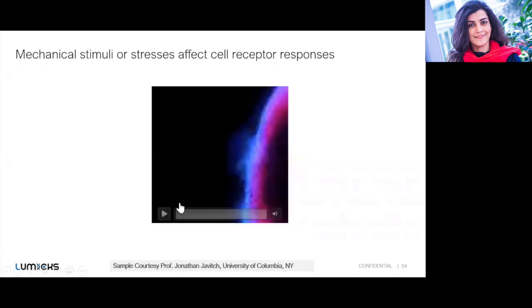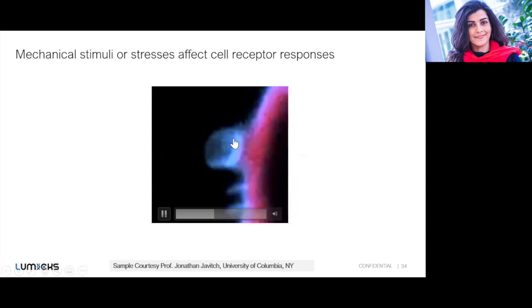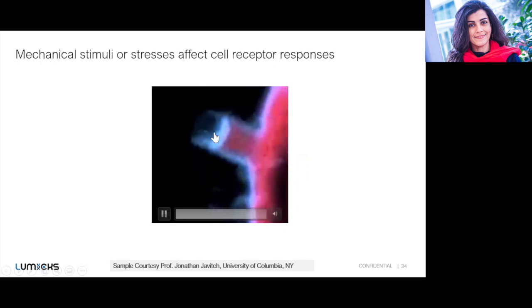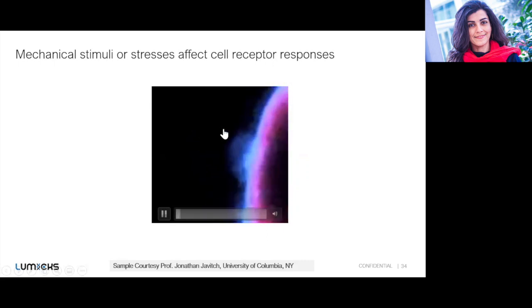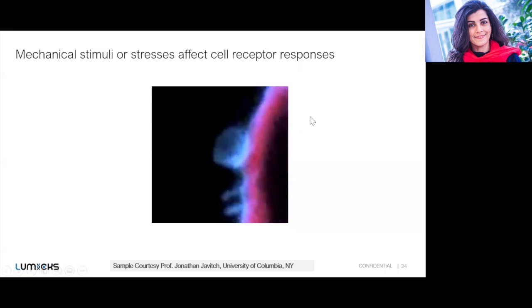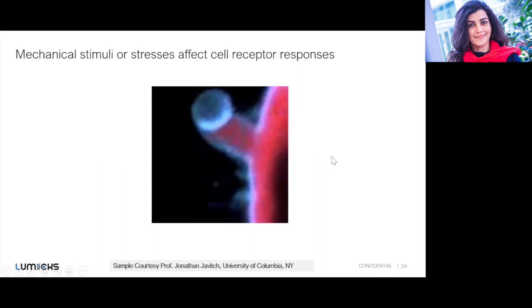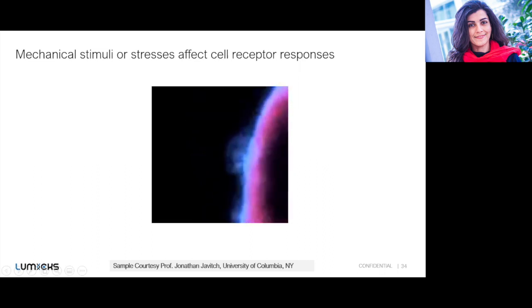As you can see here, they bring the bead close and then they start to move the bead that way to apply force and deform the cell. And as they do it, they see that the receptors also move toward the deformed part of the cell. Can look at it one more time. So using these fluorescent markers, they can also track basically where the receptors are going.